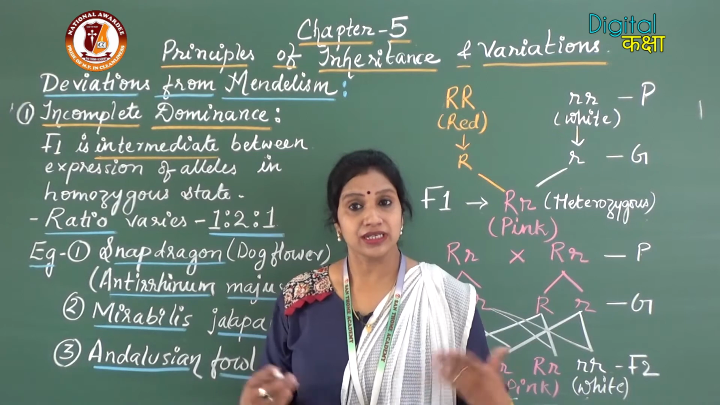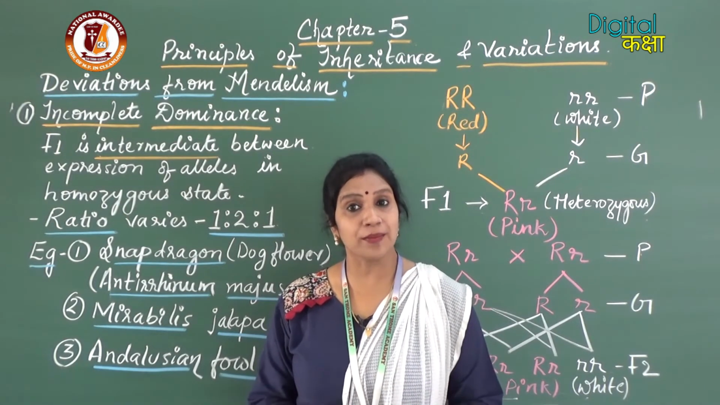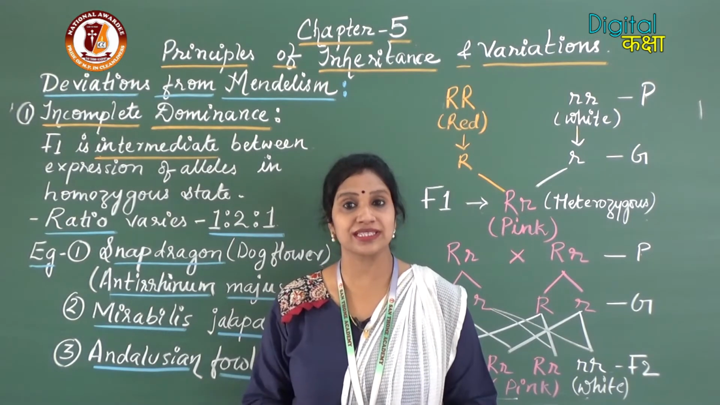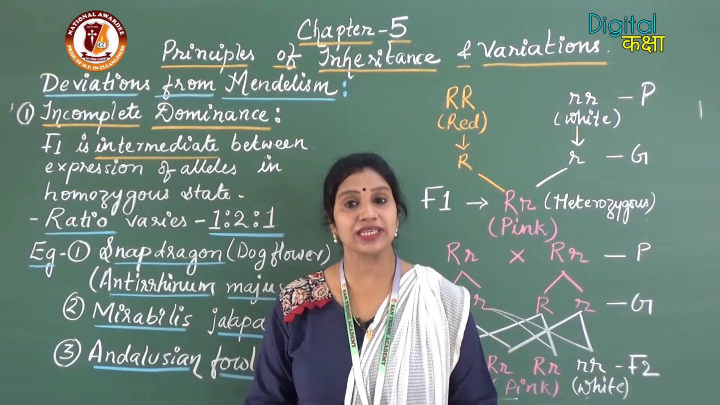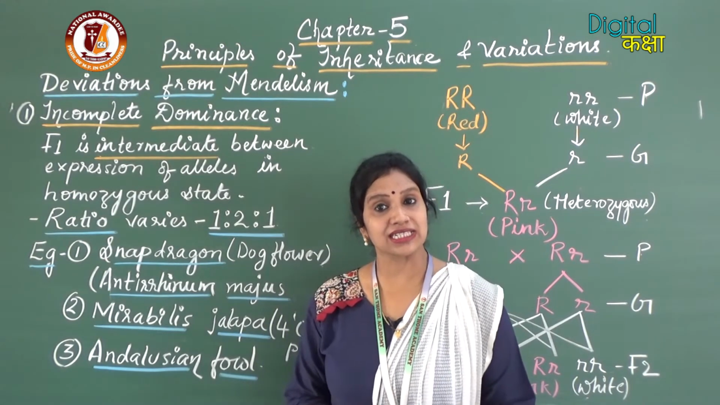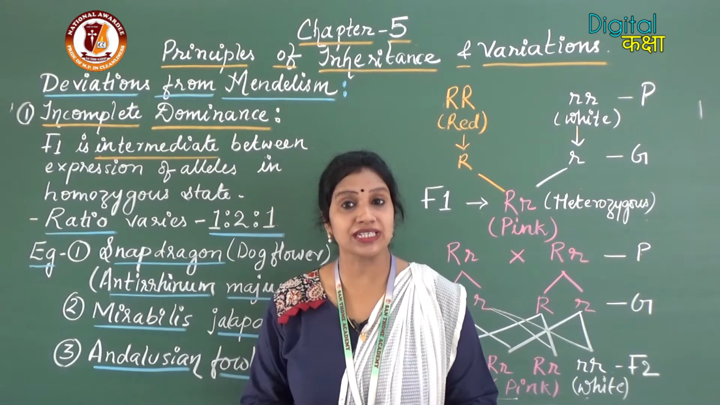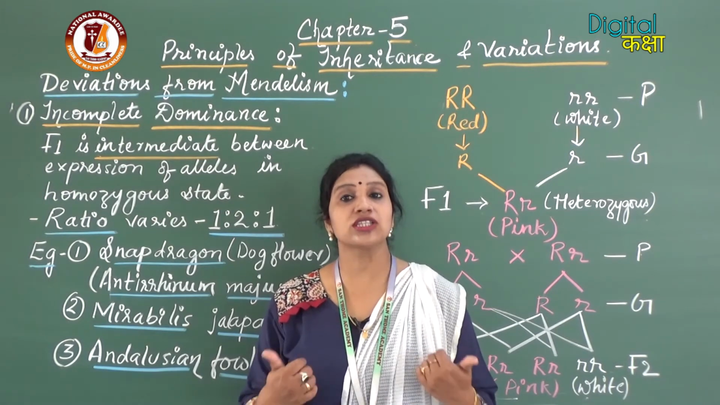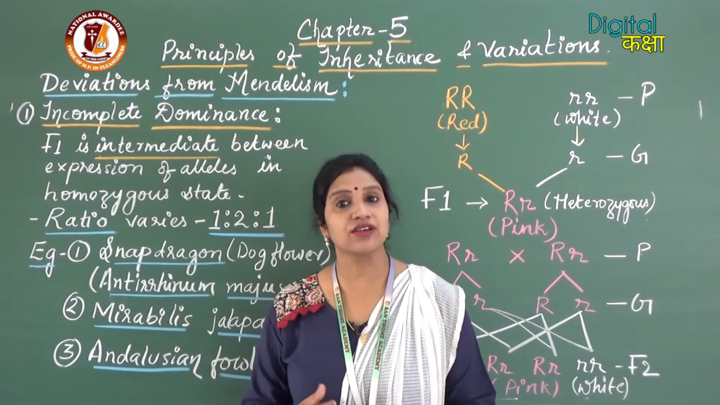As the name indicates, incomplete dominance means the dominant allele is not capable of completely suppressing the recessive allele. The F1 hybrid will show some characters from the dominant allele and some characters from the recessive allele. So F1 will be intermediate between the two alleles of the particular character which we have taken.